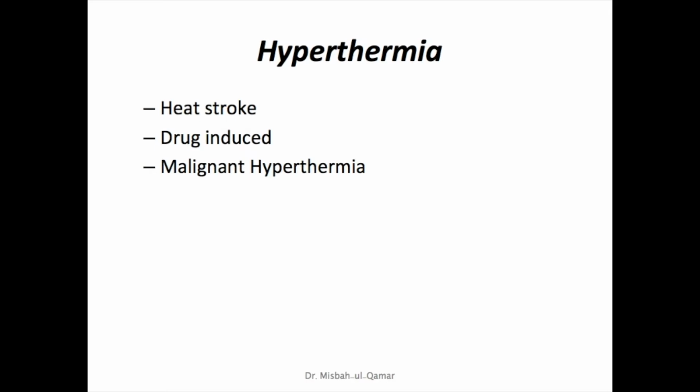Then there are different forms of hyperthermia, such as heat stroke, or it could be drug induced, such as amphetamine or cocaine induced, and it could be malignant hyperthermia also, which is an inherited genetic abnormality in the calcium release in skeletal muscles, where increased release of calcium turns on the muscle contractions and excessive heat generation. And sometimes this malignant hyperthermia is also triggered by some anesthetic agents such as halothane.